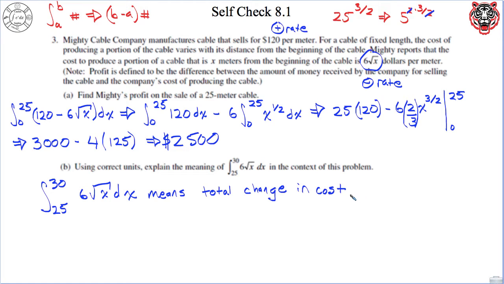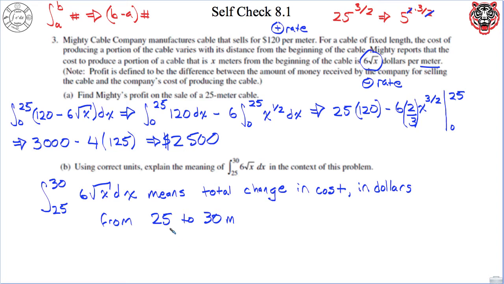In the price. Yeah, that works too. In price. And then you have to have your units. So here's my units in dollars. If you don't say in dollars, you don't get credit for this. In dollars. And then from 25 to 30, and what are our units here? Per meter. From 25 to 30 meters.